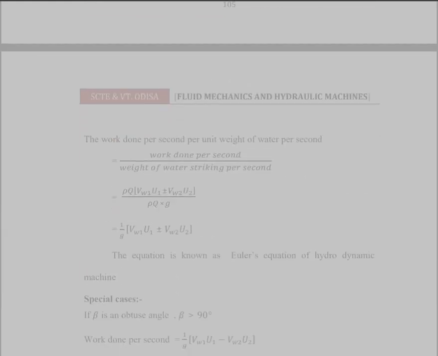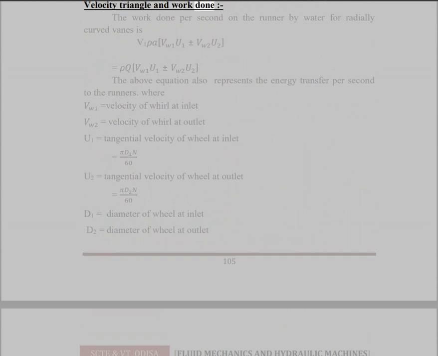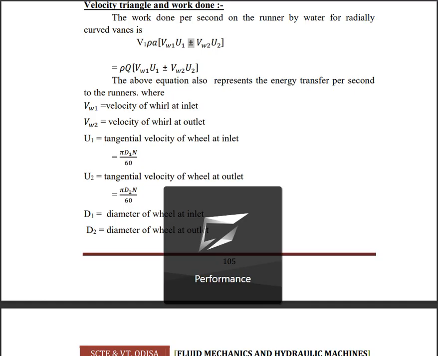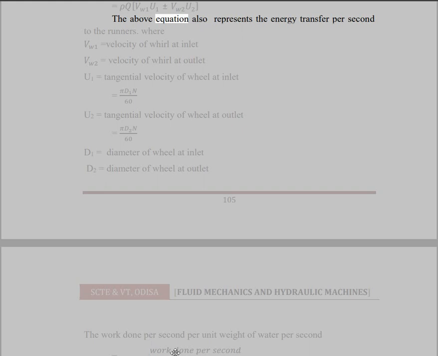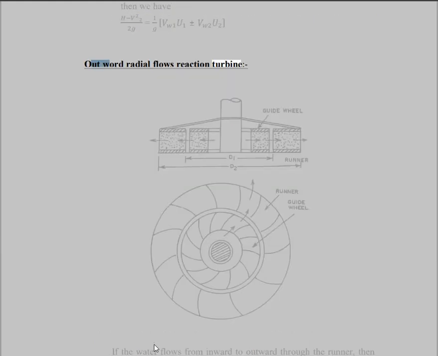105. Velocity triangle and work done. The work done per second on the runner by water for radially curved vanes is given by V1 plus or minus. The above equation also represents the energy transfer per second to the turbine.